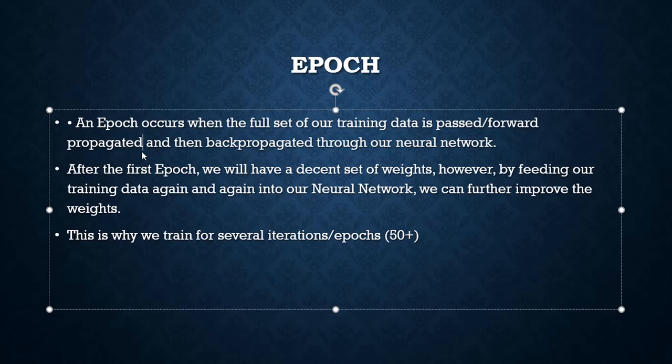If the input covers forward propagation and backward propagation, then it is considered one epoch. This is why we train several iterations for an epoch. The user has to determine how many epochs to take it through for training. I hope it's clear what an epoch is. Next we go for batches.